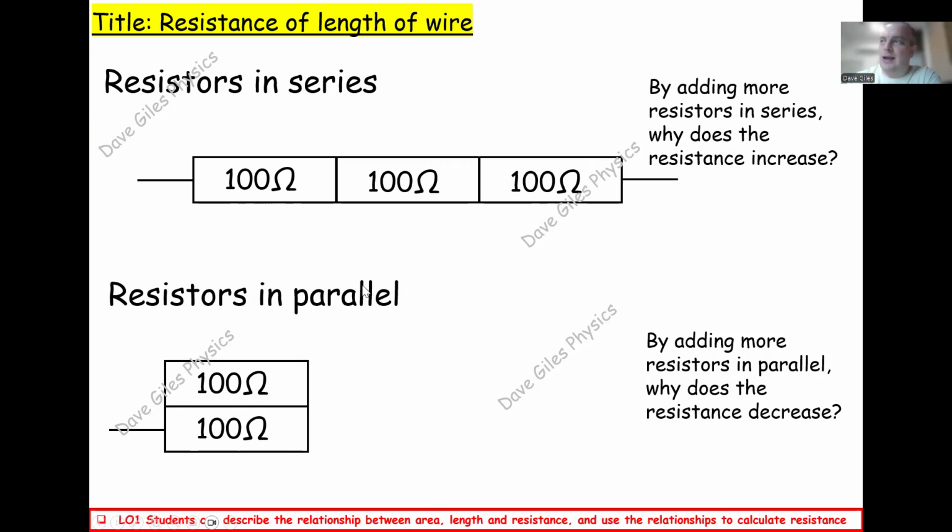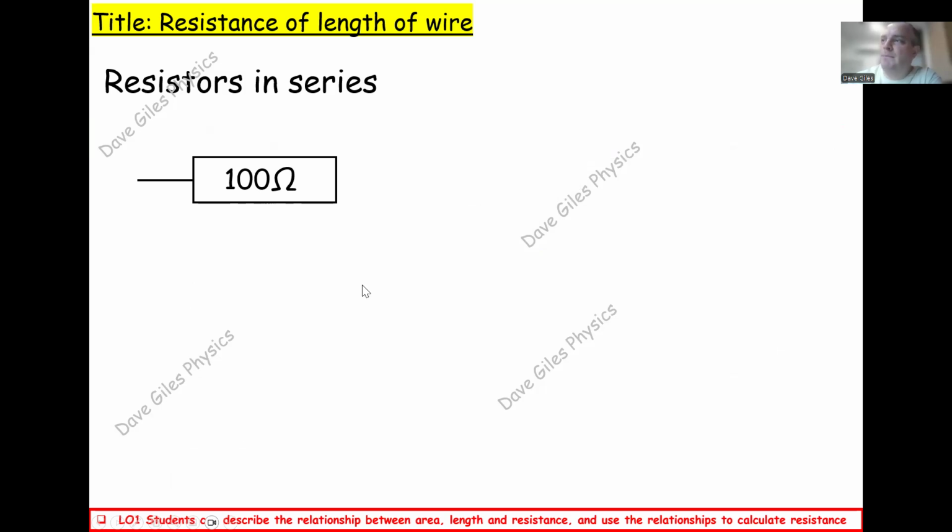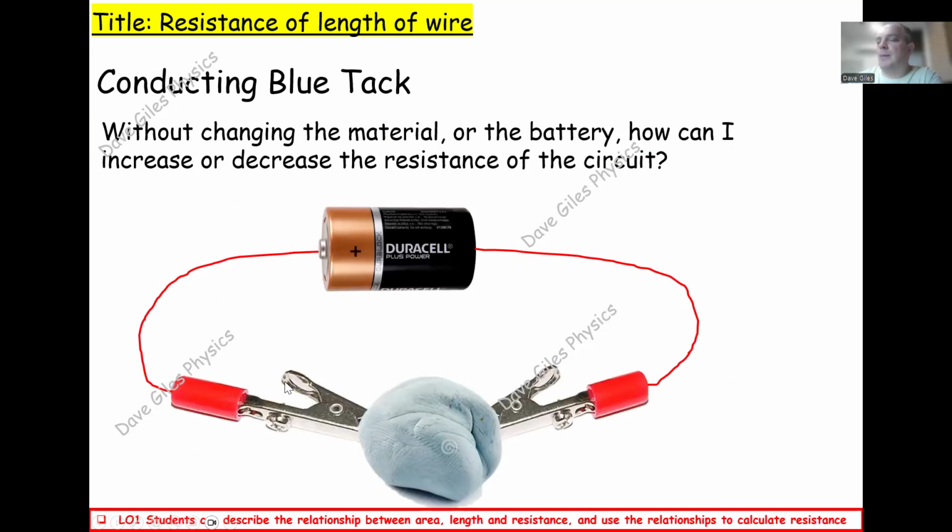And that's just like the conducting blue tack I had earlier. If I make it long and thin, that's like adding more resistors in series. If I make it short and fat, that's like adding more resistors in parallel.